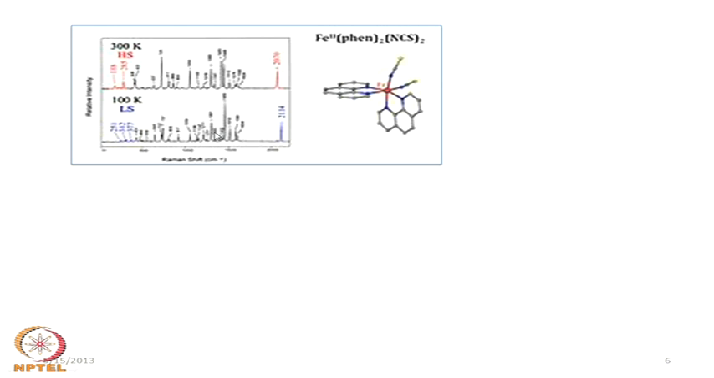That means the LS form can be generated at 100 Kelvin, and as we go up, we have seen that around 185 Kelvin the spin transition takes place from the low spin to the high spin, and there we get the corresponding signatures for the high spin signals. High spin signals appear because the number of electrons occupying the different d levels are different in case of this particular iron center also.